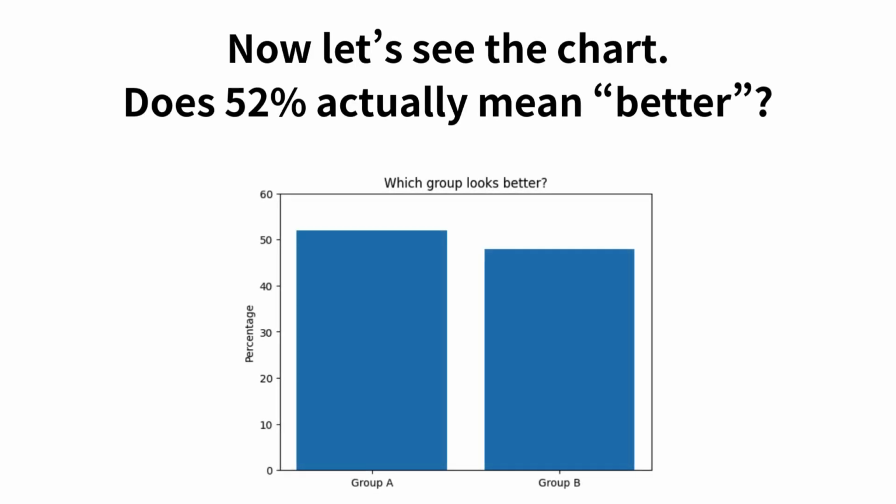Now let's actually look at the bar chart. One group is at 52%, the other at 48%. But does 52% really mean better?